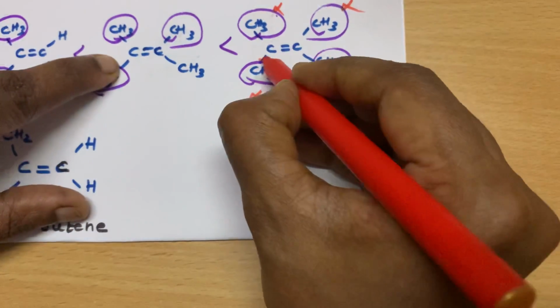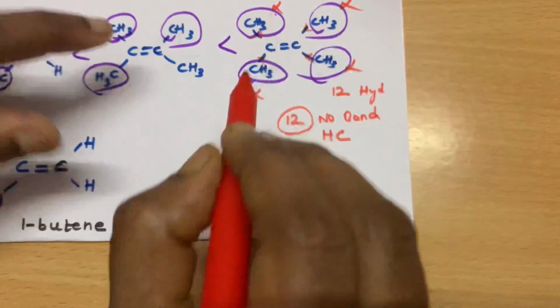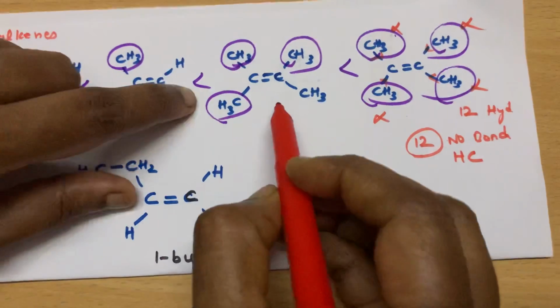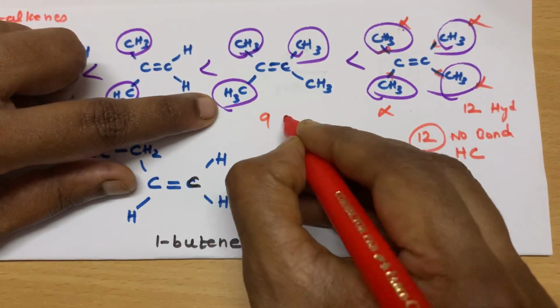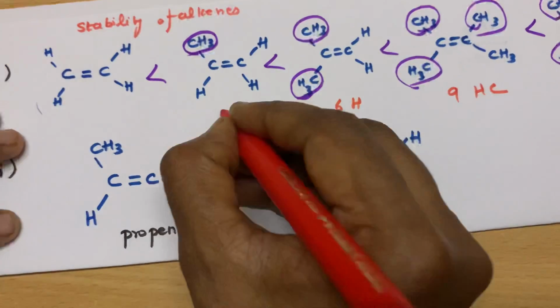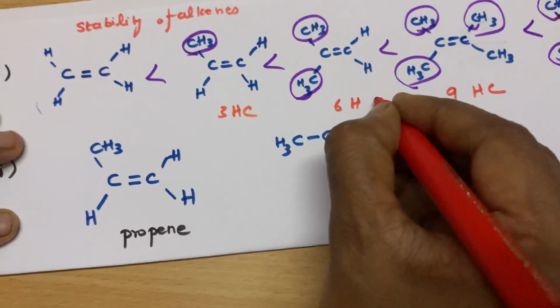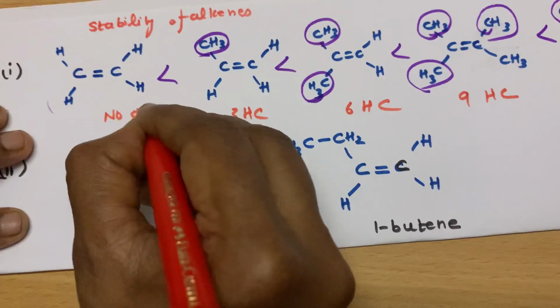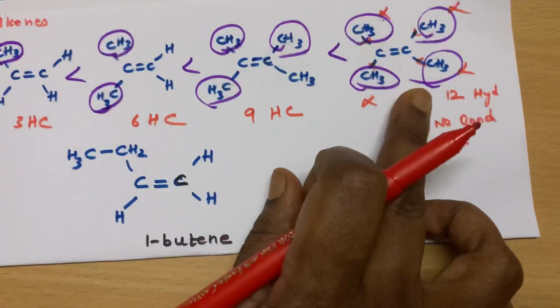Then the inductive effect, the positive inductive effect. Next I'm giving importance to that. So here 9 hyperconjugations are possible, and here 6 hyperconjugations, and here 3 hyperconjugations are possible, and here no hyperconjugation. So that is why this is more stable.